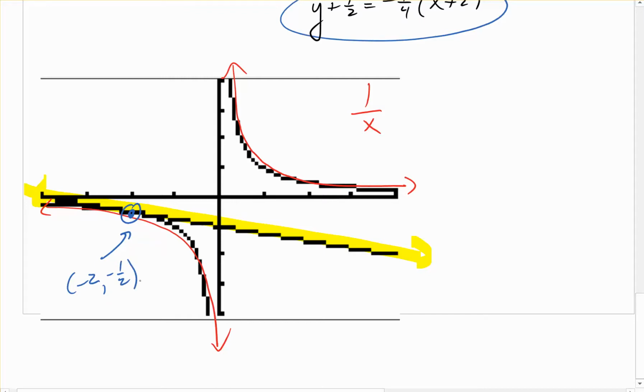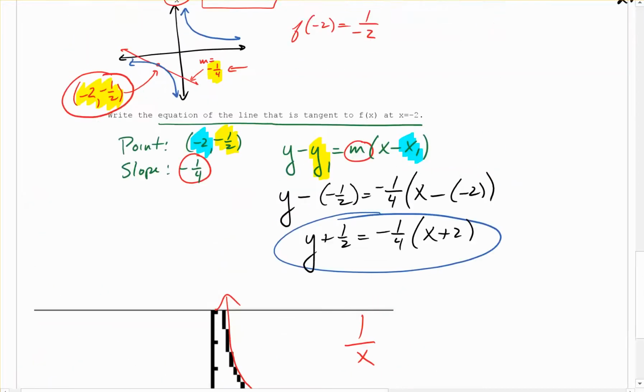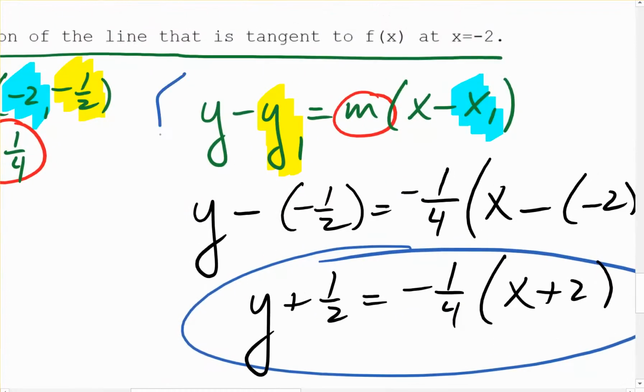Again, to write the equation of a line, all you need is a point and a slope, and this formula, y minus y1 is equal to m times x minus x1.